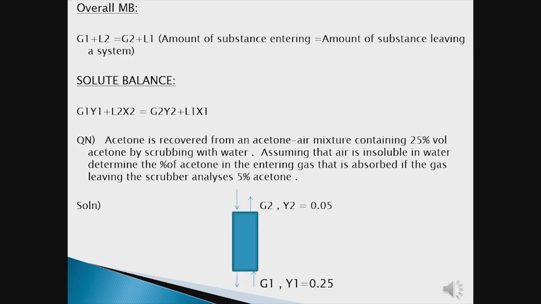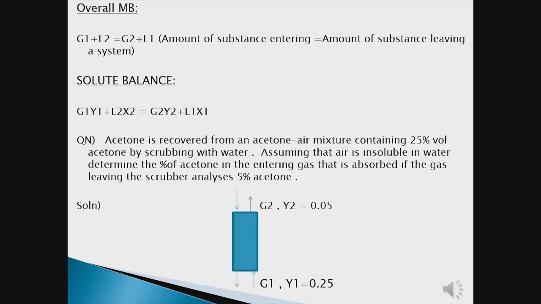Okay, now let's discuss the material balance for the absorption system. The overall material balance is given as G1 plus L2 is equal to G2 plus L1, which means the amount of substance entering is equal to the amount of substance leaving a system. This is the basis for any kind of material balance. Let's discuss what G2 and L1 are. G2 is the flow rate of the leaving gas, and L1 is the flow rate of the leaving solvent.